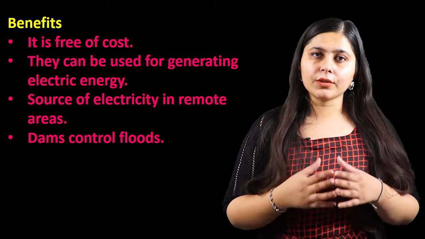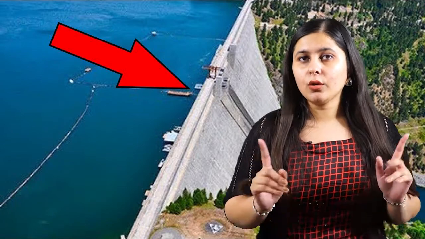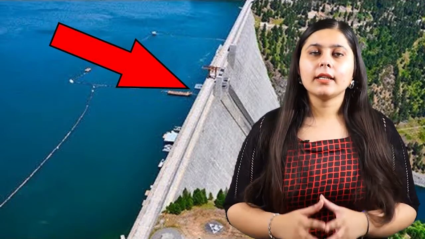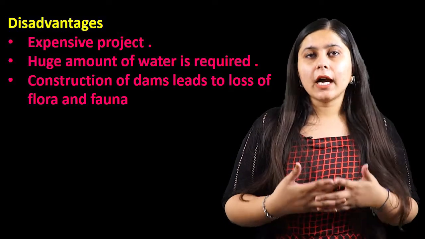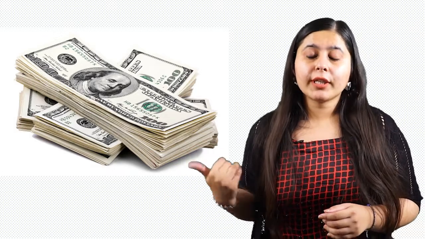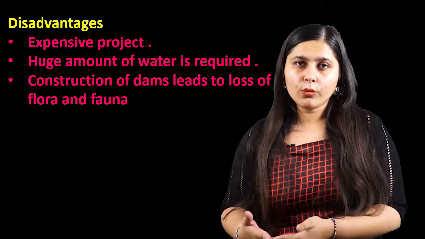And the third advantage is that the construction of a dam controls floods to some extent, not all, but to some extent. Now moving on to the disadvantages. Firstly, this is very expensive, because crores of rupees are spent to form a dam, and dam projects require a huge investment. So if we need to get electricity, first we need to invest a lot of money. Now the second disadvantage of a hydel energy plant is that there is not always the availability of such a huge amount of water that can rotate the turbine and produce electricity.